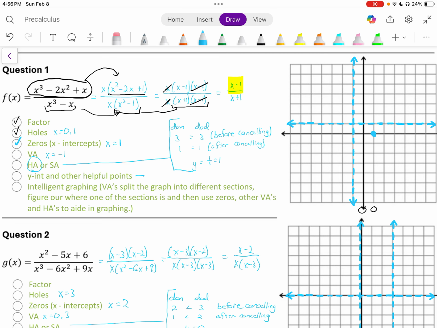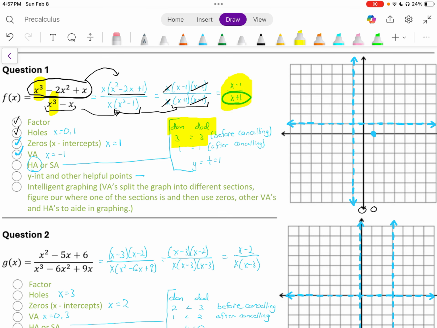Vertical asymptote, values that make the denominator equal 0, so that's at -1. So we have a vertical asymptote at x equals -1. Horizontal or slant asymptotes, we have to look at the degree of the numerator compared to the degree of the denominator. Right from the beginning, we had a 3 and a 3, so before factoring they were equal. After factoring, we still have that they're equal, because if we look over here, it's a 1 and a 1, so they're equal.